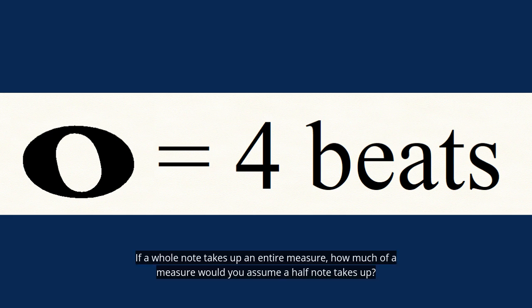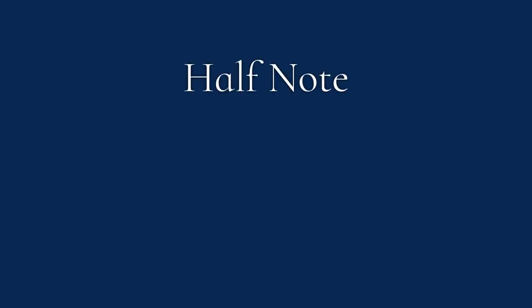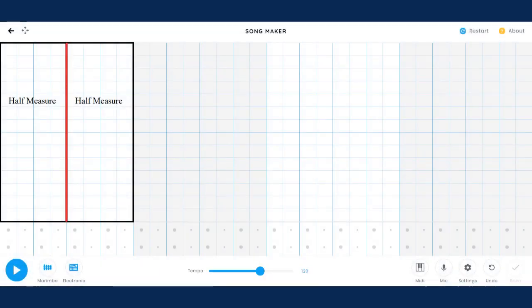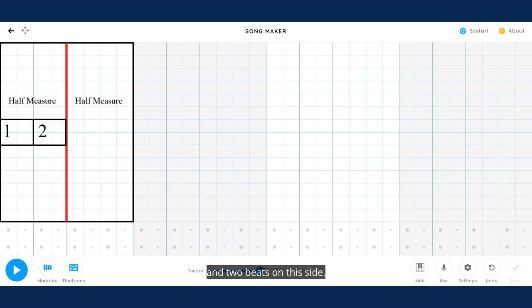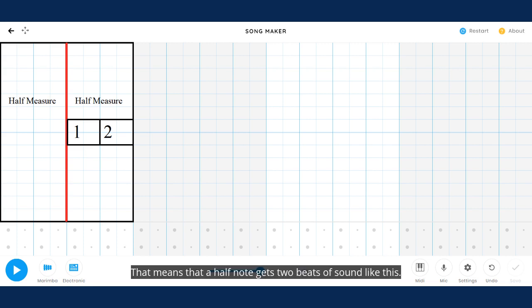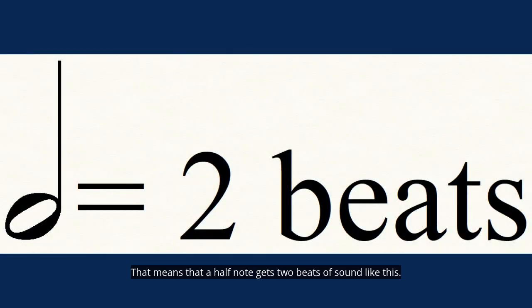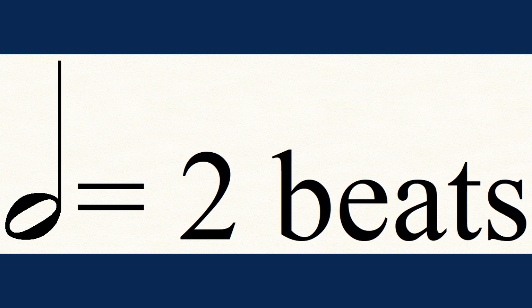If a whole note takes up an entire measure, how much of a measure would you assume a half note takes up? If you said half of a measure, you were correct. Let's go ahead and do so. If we divide the measure into half, there are 2 beats on this side and 2 beats on this side. That means that a half note gets 2 beats of sound, like this.